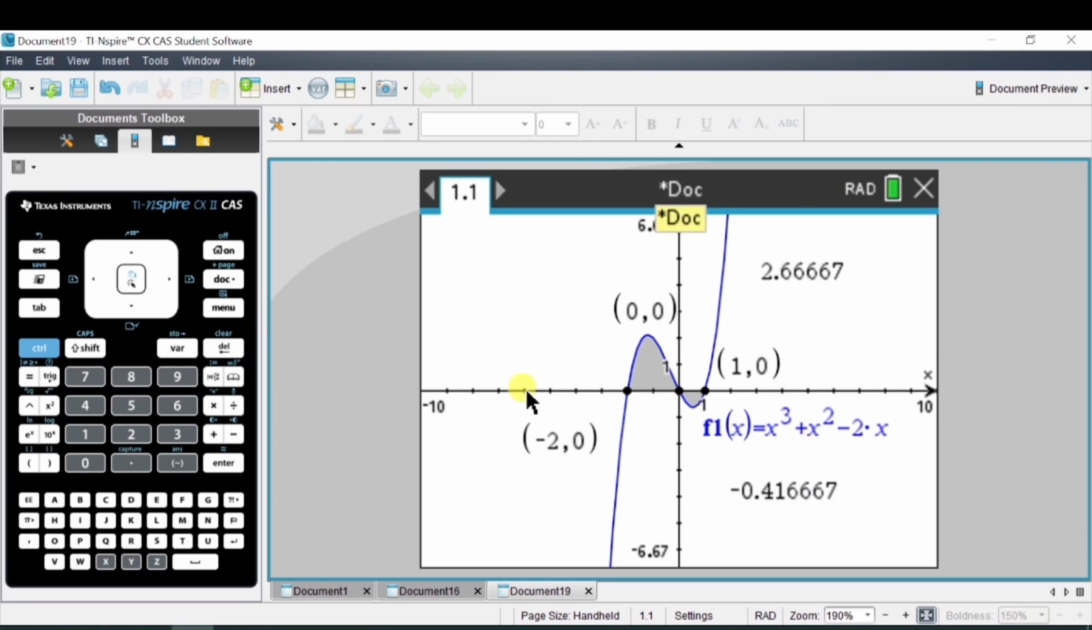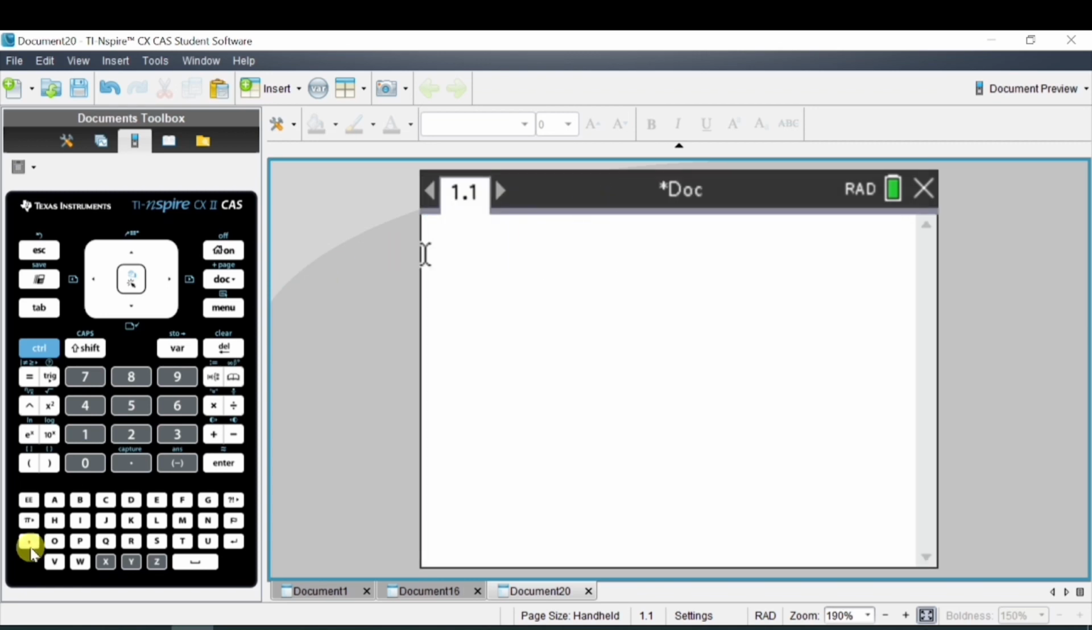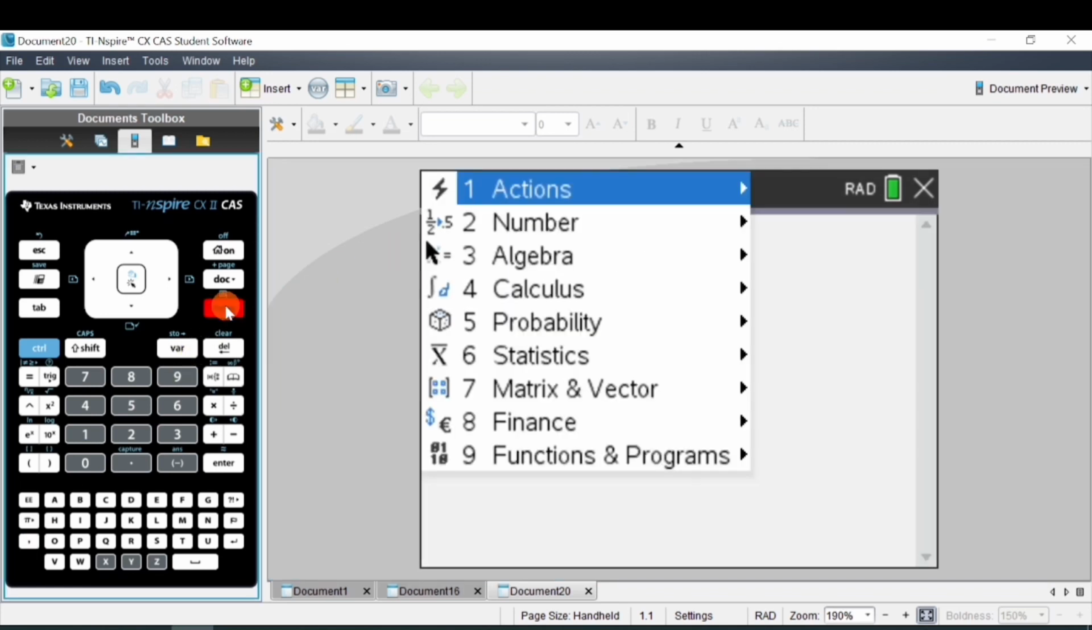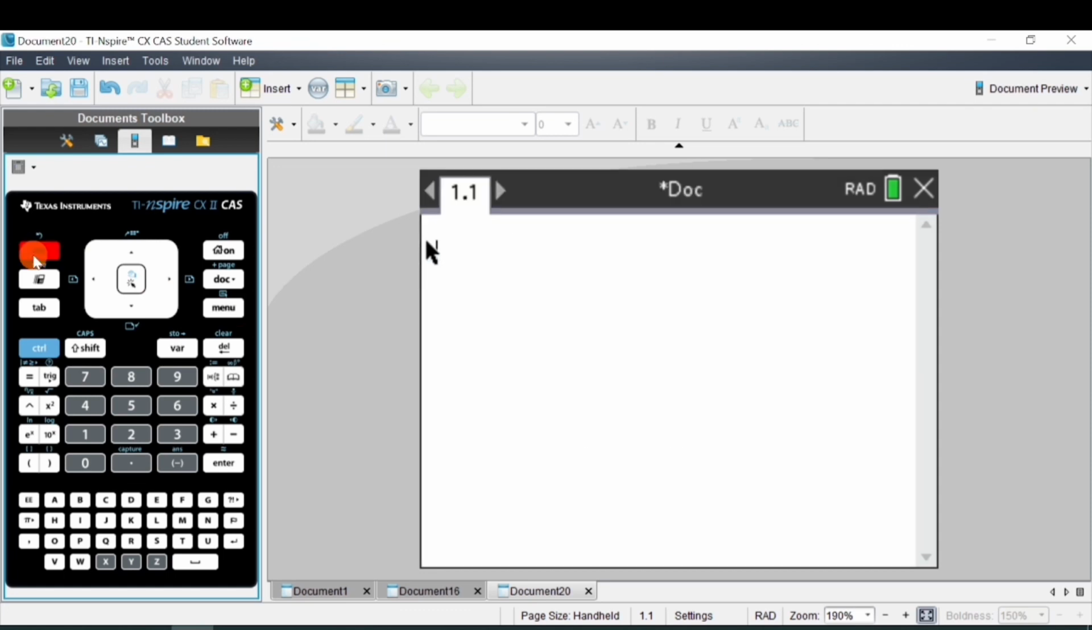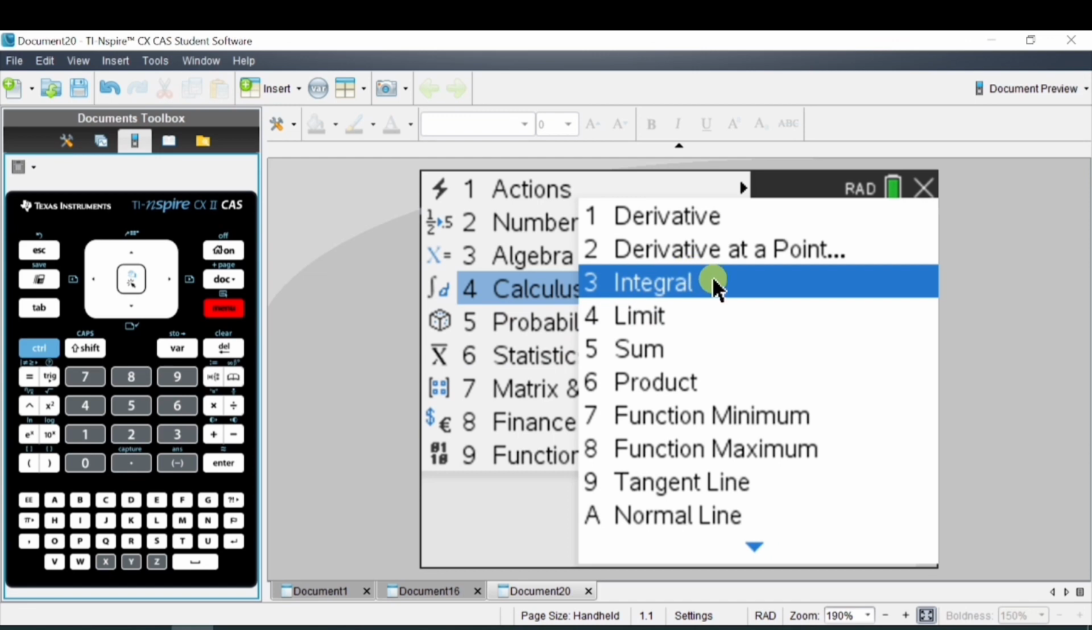Another way I could do this question is in the calculator section. So in this case, I'm going to add calculator and click on menu. Menu is the way forward, escape is the way back. So these two buttons you're going to be hitting a lot. We're going to go calculus. We are going to click on integral.